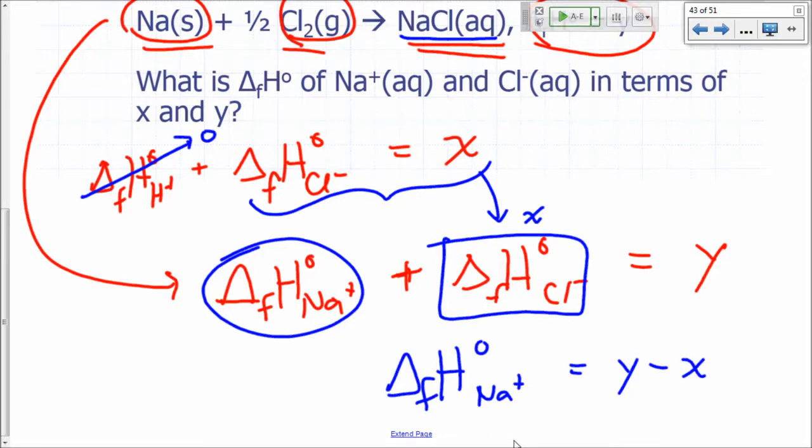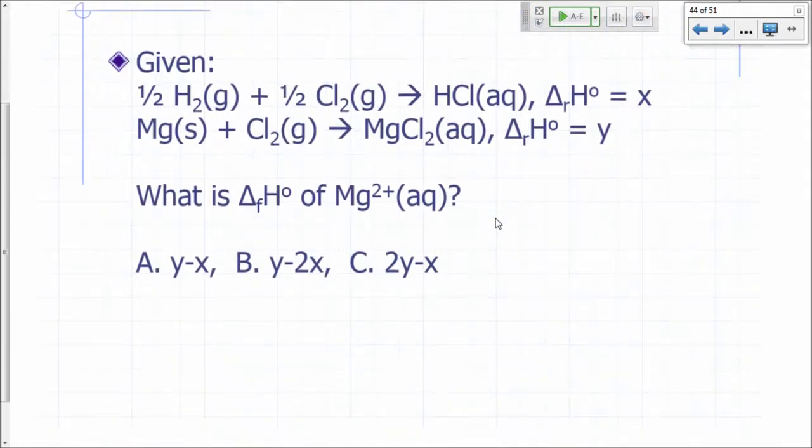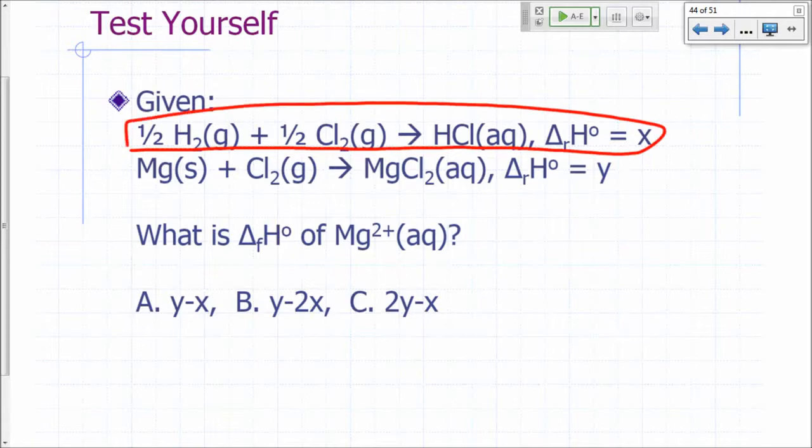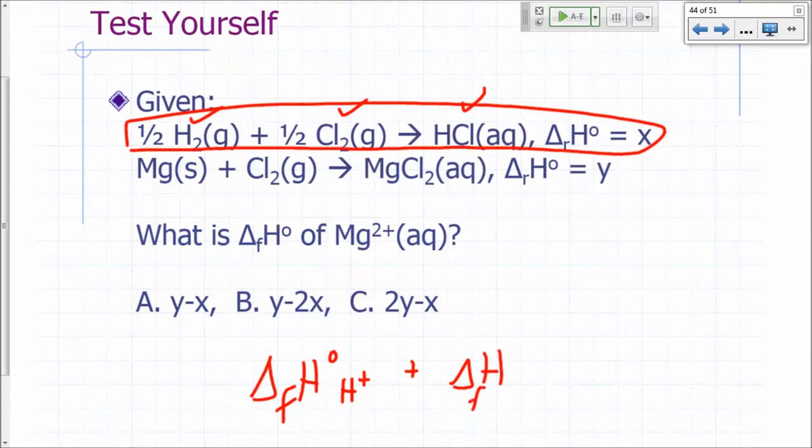This illustrates how you can construct a table of delta H formation for the ions. The value of being able to construct this table, so you now have a table that has all the delta H formation for the ions, is that if you have a salt in aqueous solution, all you have to do is add up the delta H formation of the ions that you can look up. So let's look at this one. What is this first one right here? This tells you that you're forming HCl from its elements, so that's the delta H formation of H plus plus the delta H formation of chloride is equal to X.